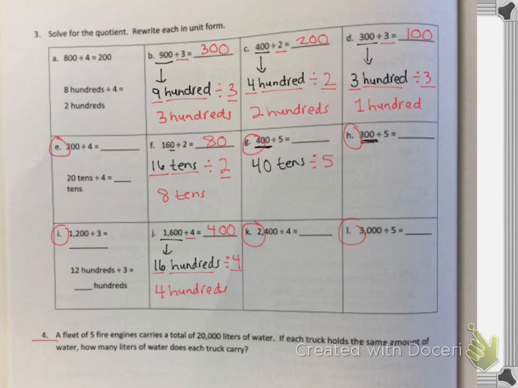So number 4 is a word problem down below, and let's begin. A fleet of 5 fire engines carries a total of 20,000 liters of water. If each truck holds the same amount of water, how many liters of water does each truck carry? So our problem is going to be 20,000 divided by 5.